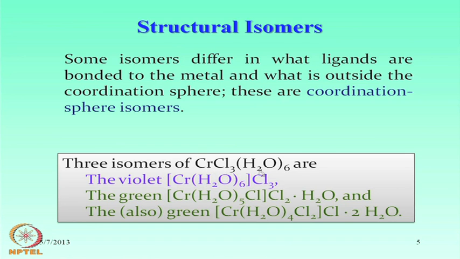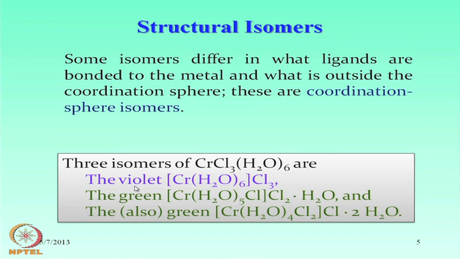One further example we can have is the three isomers of chromium chloride, which is bound with 6 water molecules. That means, we have a salt of chromium chloride with 6 molecules of hydration. So, 6 water molecules of hydration are present in the chromic chloride salt, but these salts can have different natures depending upon the number of chloride groups inside and outside the coordinate sphere.